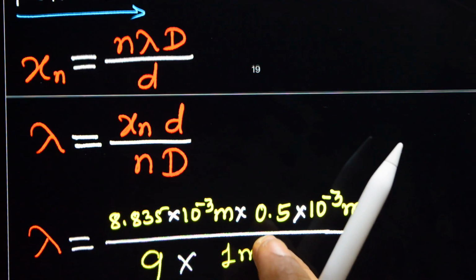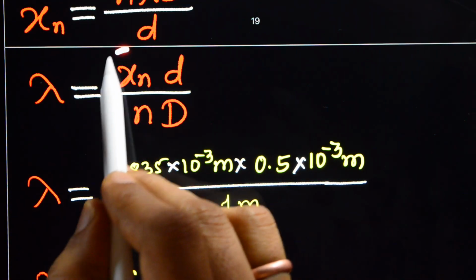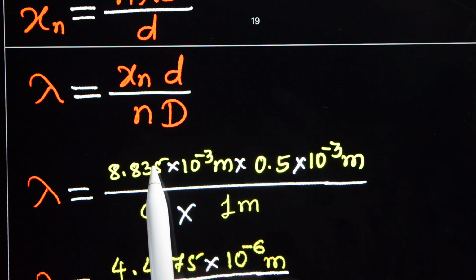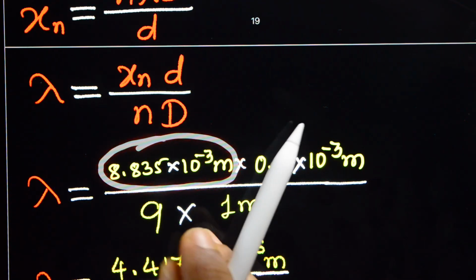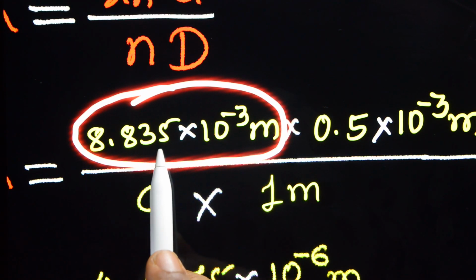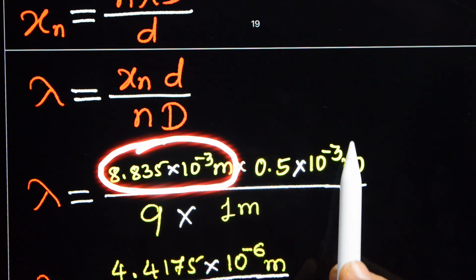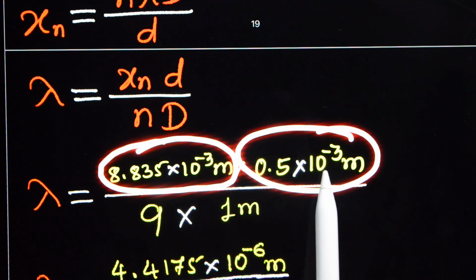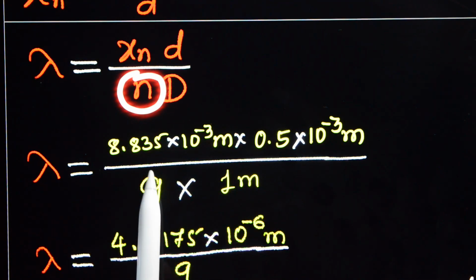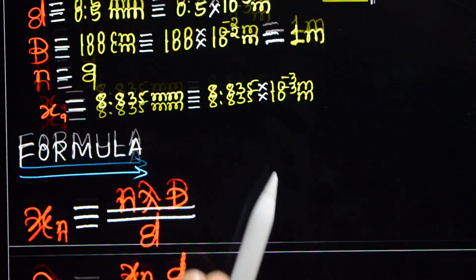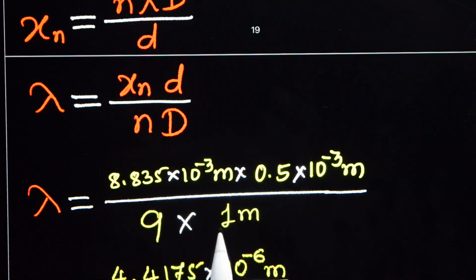Now substitute the values. Lambda is equal to x subscript n, that is the distance of the ninth bright fringe from the central bright fringe, 8.835 into 10 raised to minus 3 meter, and d, the separation between the slits, 0.5 mm, that is 0.5 into 10 raised to minus 3 meter. It is the ninth bright fringe, and the distance between slits and screen is 100 cm, that is 1 meter.